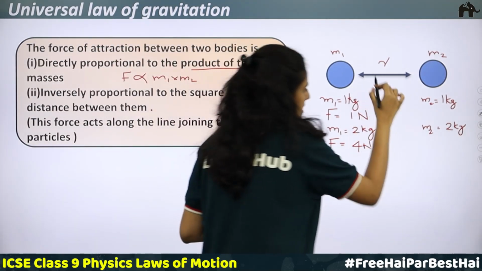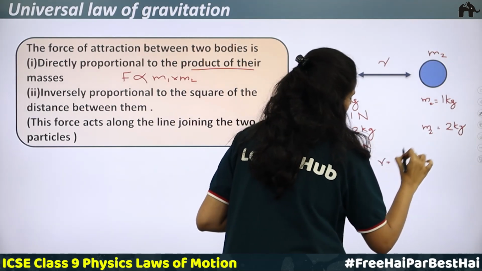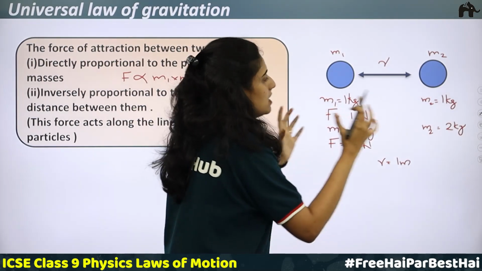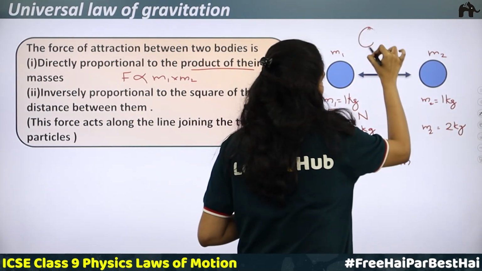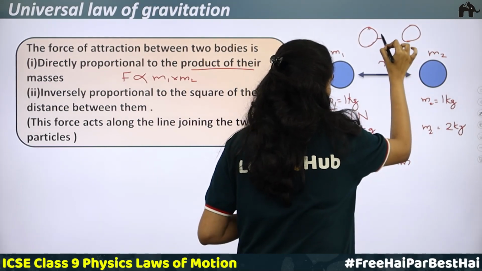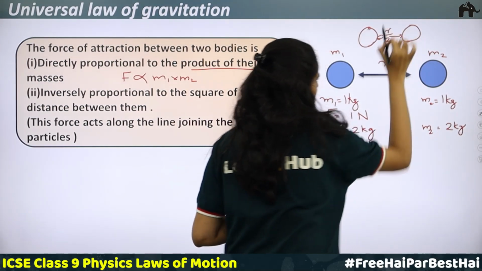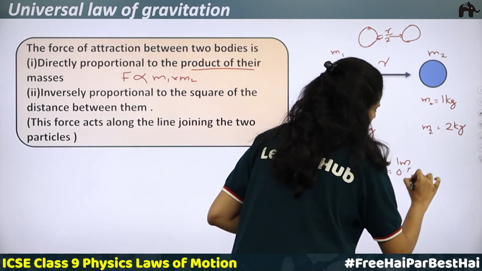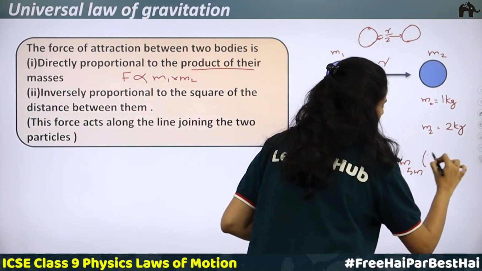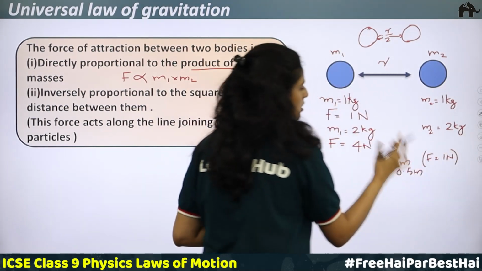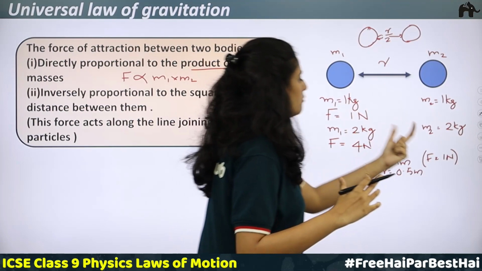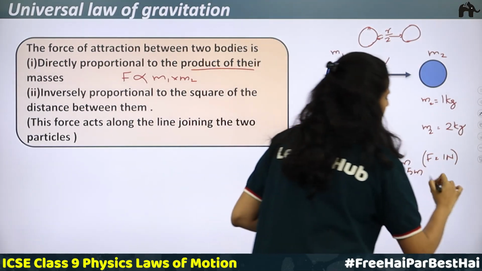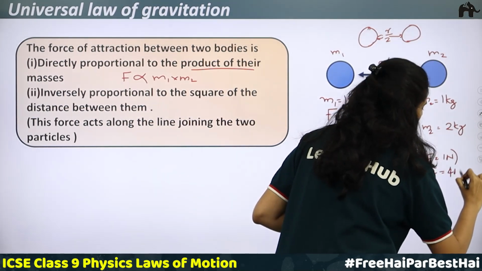Now, let us say the distance of separation between them is 1 meter. Now, the distance of separation is reduced by half. It becomes r by 2, which means now r is 0.5 meter. Let the initial force be 1 Newton. When the distance of separation r is equal to 1 meter, force is 1 Newton. Now, when the distance of separation is reduced, force becomes 4 Newtons.